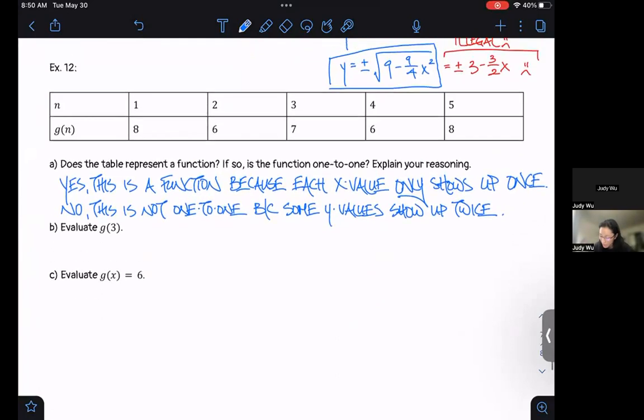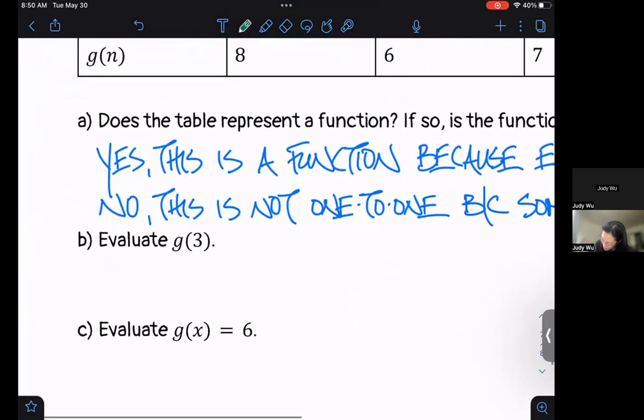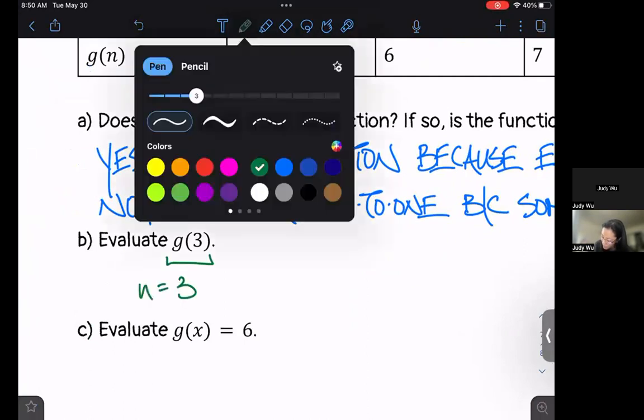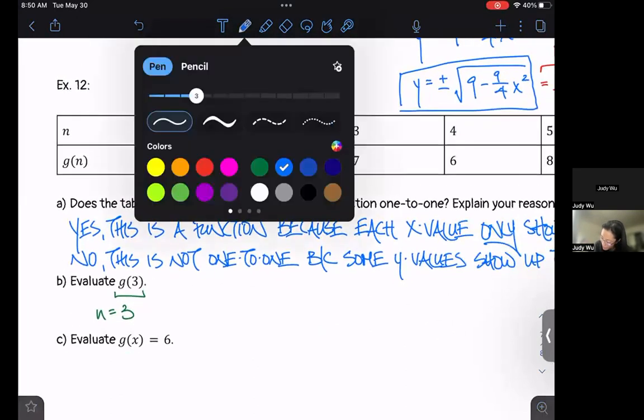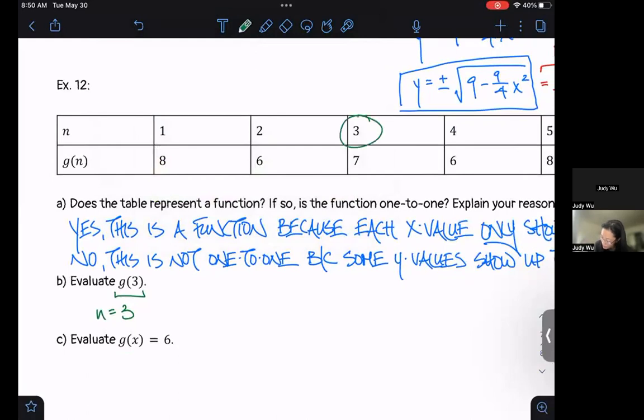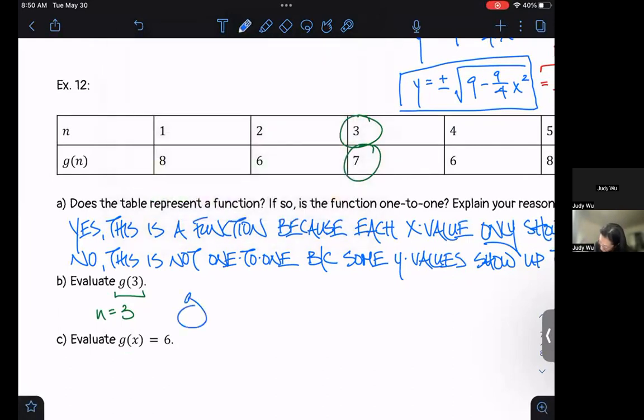All right, now let's take a look at part B. It says evaluate G of 3. Well, that means that G of 3 means n equals 3. All right, so let's use our table. We're going to go over to where n is 3. That's at here. And the y value that goes with it is 7. So that means that G of 3 equals 7. Okay, that's how we read the table.